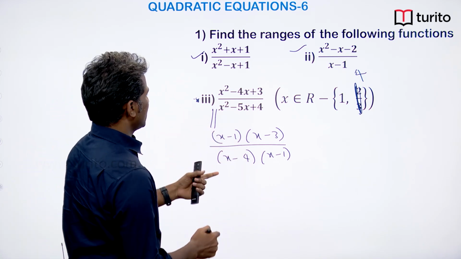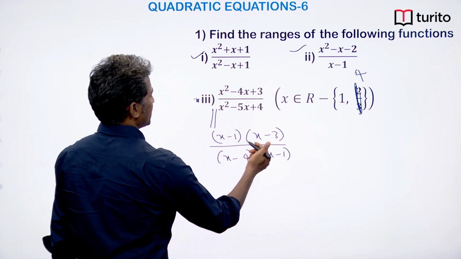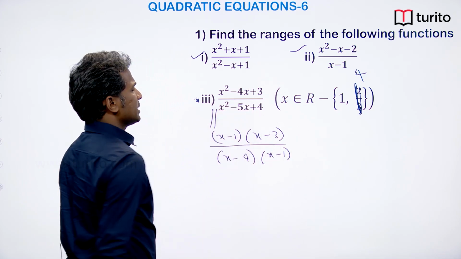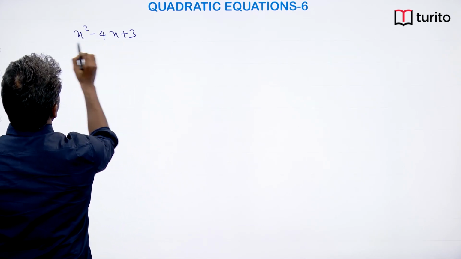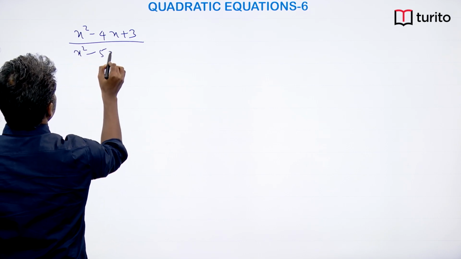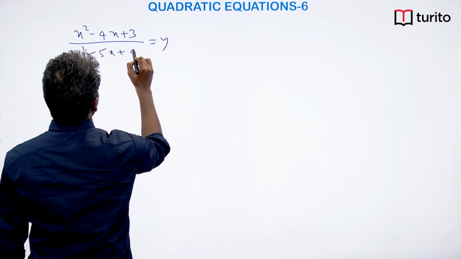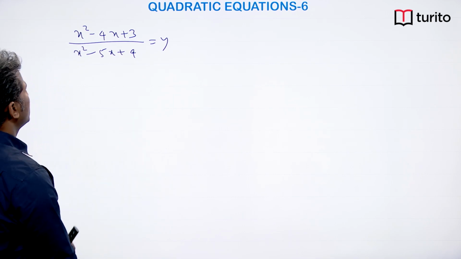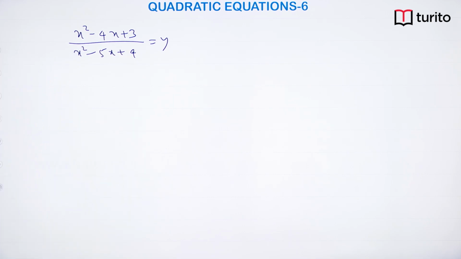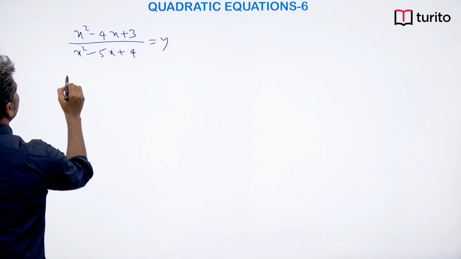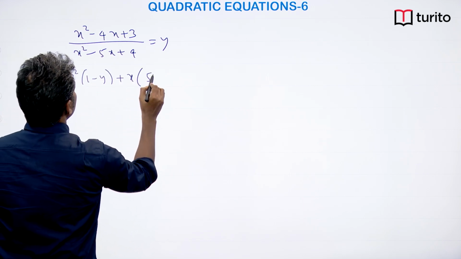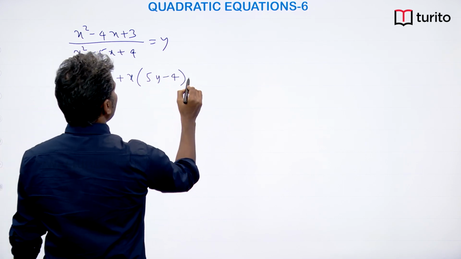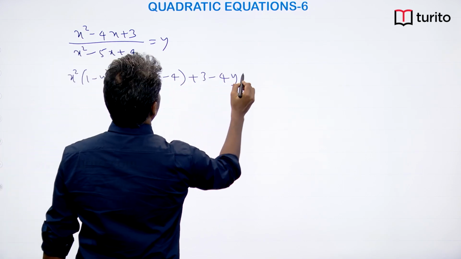Suppose I solve this quickly and explain it completely, it is better that way. So we equate this to y and simplify. So (x square minus 4x plus 3) by (x square minus 5x plus 4) equal to y. Let us say we are solving this in the same style. So what do we get? Here x square into (1 minus y) and here x into (5y minus 4) plus 3 minus 4y must be equal to 0.